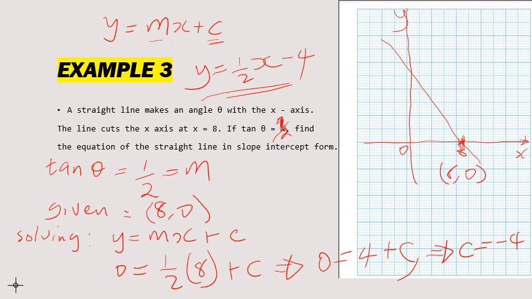Reaching that far, that's how you develop an equation of a straight line from that given information. In this case, you had the tangent and one point. In the previous case, you had two points without the tangent.